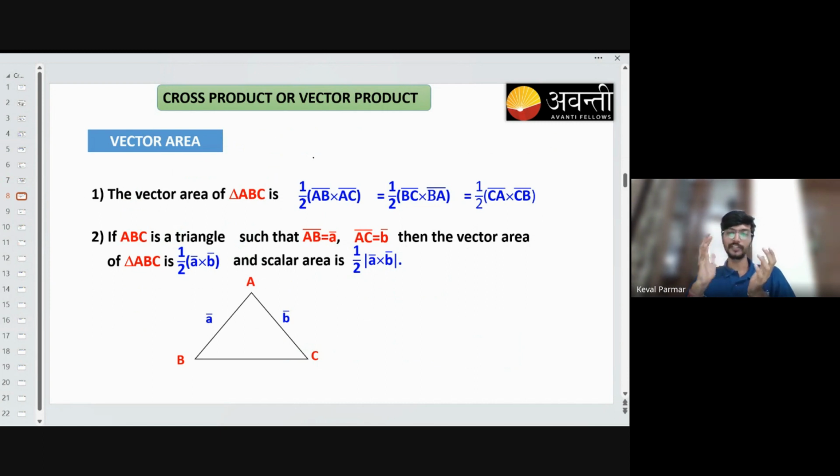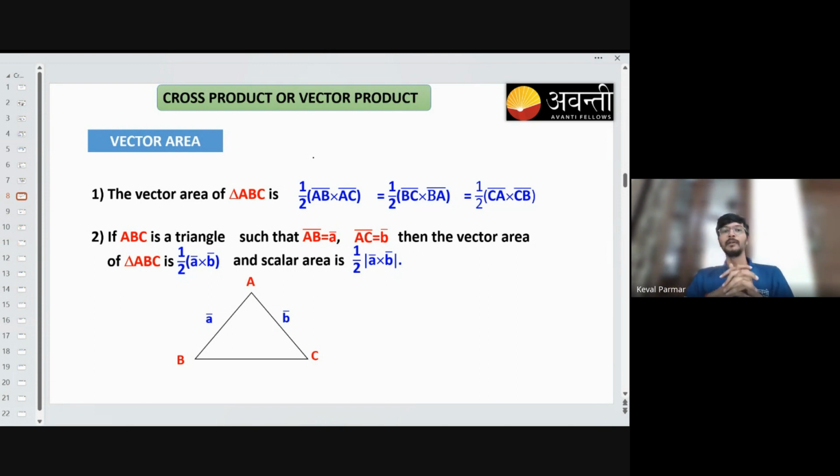We can get the projection or shadow by using dot product. For cross product, the application is area. Cross product gives us the area of two-dimensional figures. Mainly, the two-dimensional figures are triangle and parallelogram, or you can say quadrilateral.